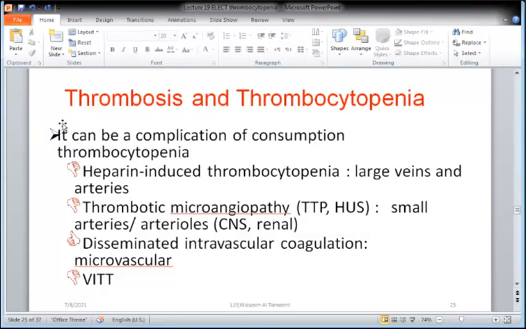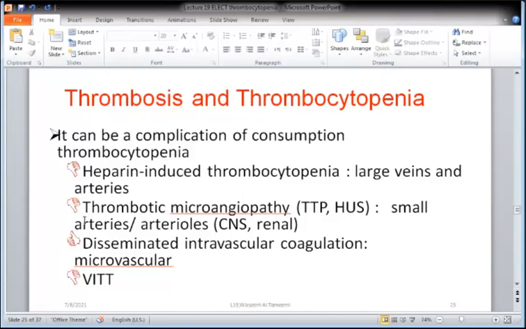In some cases I have a dilemma, a patient who has thrombosis and also thrombocytopenia. We do not expect this much, both thrombocytopenia and thrombosis together. This syndrome should always direct your attention to these differential diagnoses. First, heparin-induced thrombocytopenia, where the thrombosis affects large veins and the arteries, or thrombotic microangiopathic hemolytic anemia like TTP or HUS. Thrombosis affects the small arteries and the arterioles and affects the CNS and the renal system. Or disseminated intravascular coagulation. Or now the new one discovered after corona vaccination, which is vaccine induced thrombotic thrombocytopenia.